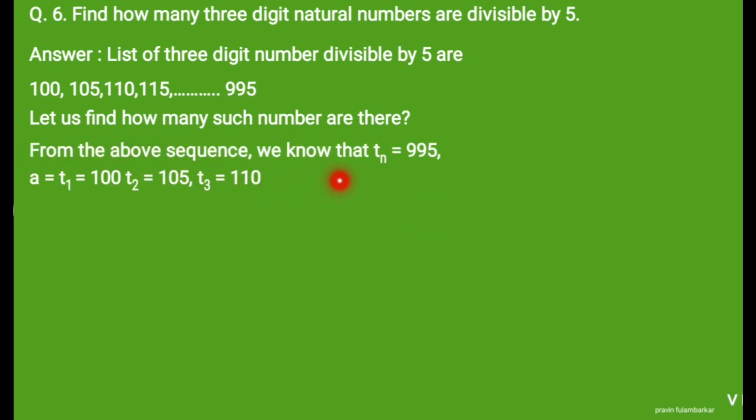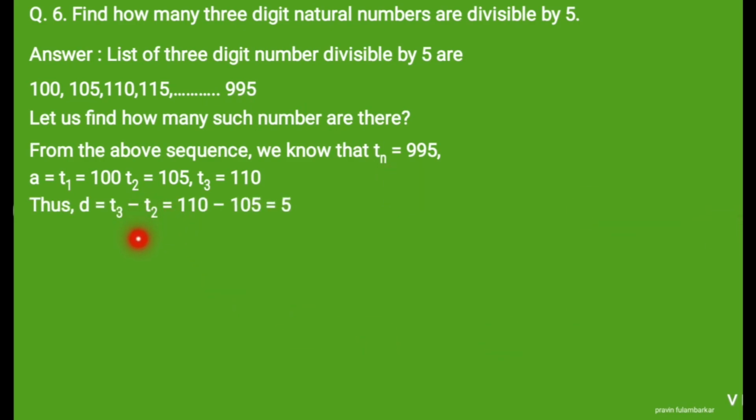From the above sequence we know that Tn is equal to 995. That means this is the nth term of this arithmetic progression. So we write Tn is equal to 995, and this 100 is the first term, so A is equal to T1 is equal to 100. This 105 is the second term and this 110 the third term. From this we write the first term, second term, third term and last term, but we don't know the position of 995, so we call that last term the nth term.